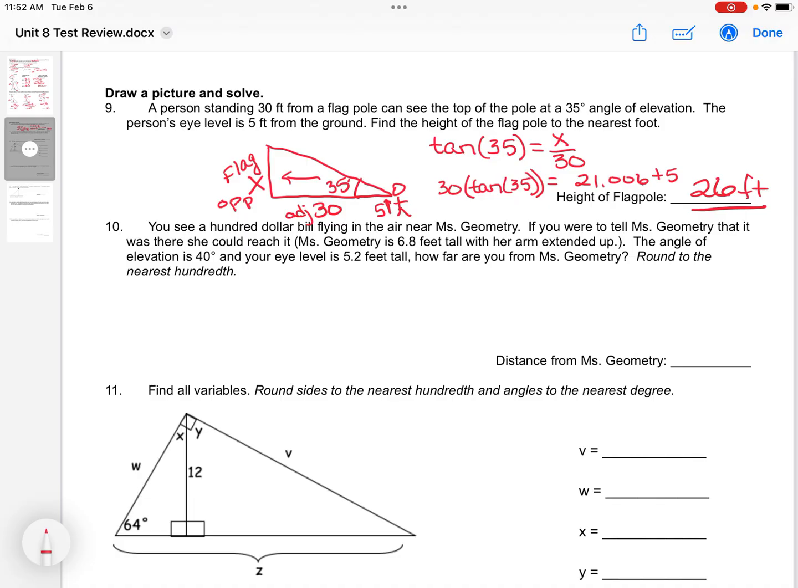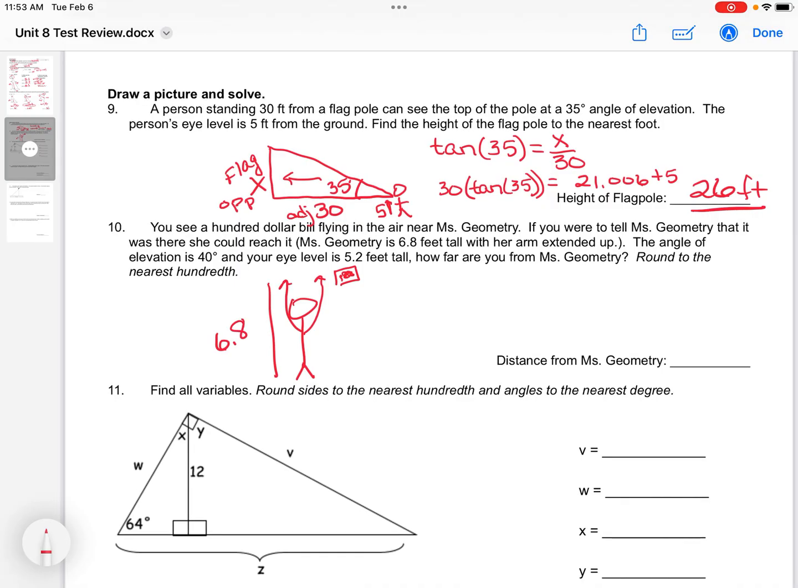All right, another triangle. This is such a funny problem. Okay, here's Miss Geometry with her hands up in the air. Here's this bill that's a $100 bill that's floating around. And she is 6.8. Okay. You're over here. And the angle of elevation of your eyes is 40.